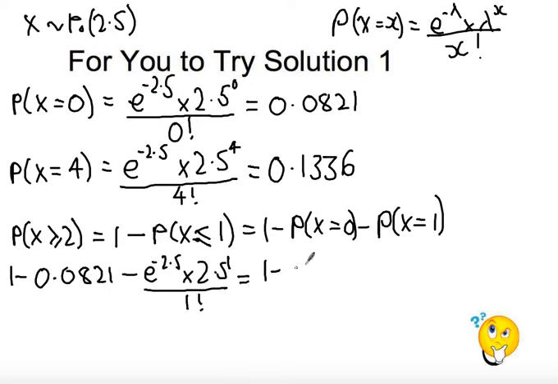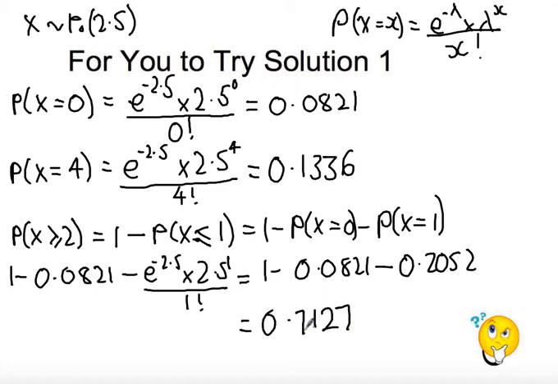And so this will give us 1 minus 0.0821. When you work through carefully on your calculator to calculate this, you should get an answer of 0.2052 to 4 decimal places. And when we work through this whole calculation carefully on your calculator, you should then get an answer of 0.7127. Okay, well I hope that made sense and that you're now feeling confident about using the Poisson formula.